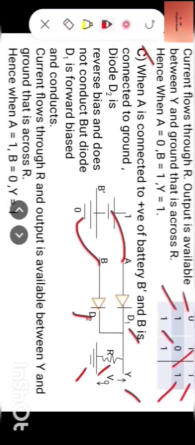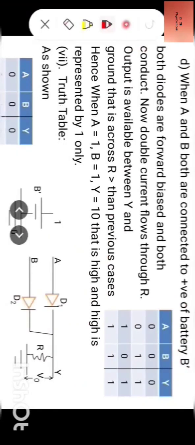Okay. This is how we develop the truth table. Now we have to look into the fourth step also. Let us look at the next slide. Now fourth step, D. When A and B both are connected to positive of battery B dash, both diodes are forward biased and both conduct. Now double current flows through R. Output is available between Y and ground, that is across R, and it is more than in previous cases.